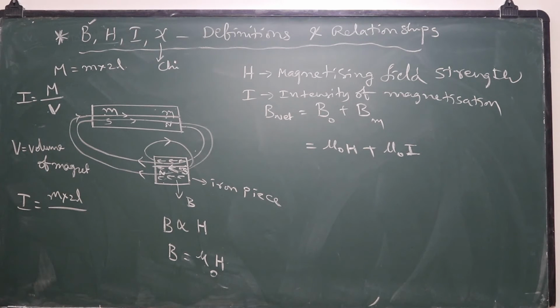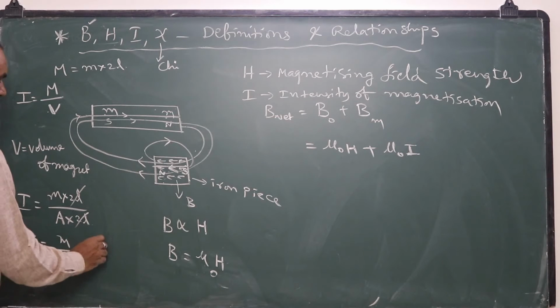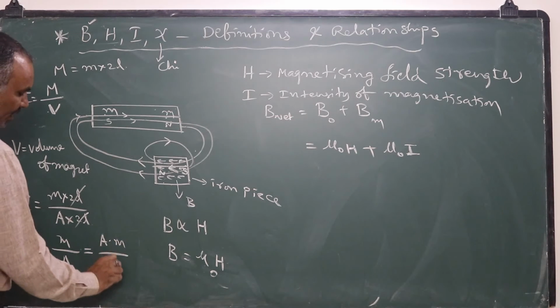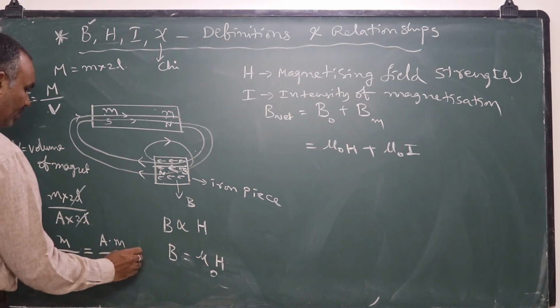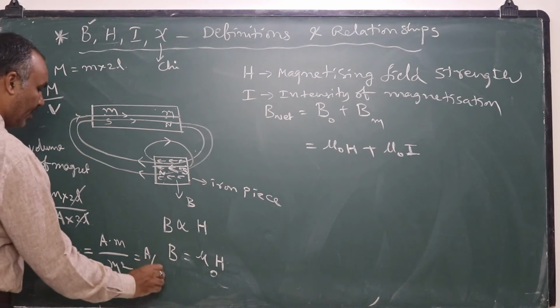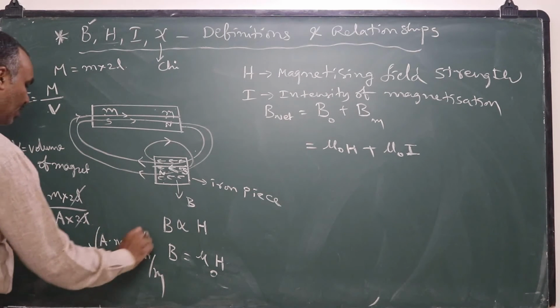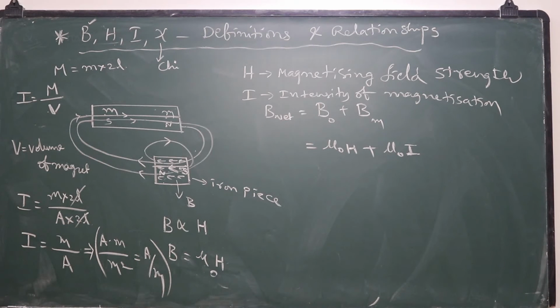Now, volume of the magnet means area of cross section into length of the magnet. So, 2L gets cancelled. So, intensity of magnetization is magnetic pole strength per unit area. Pole strength is ampere meter and area is meter square. So what are the units? Ampere per meter is the unit for intensity of magnetization.